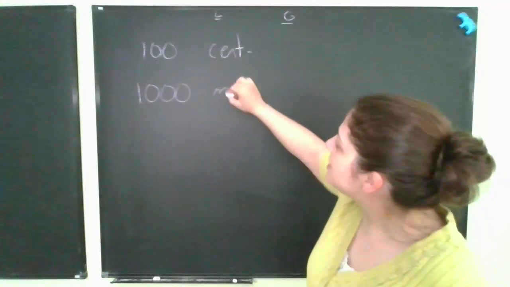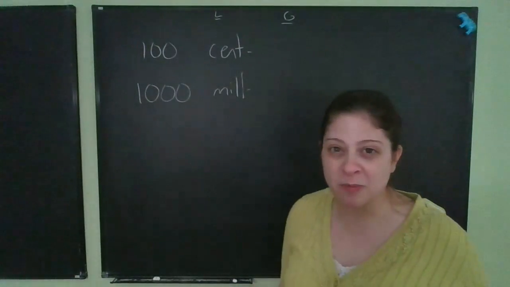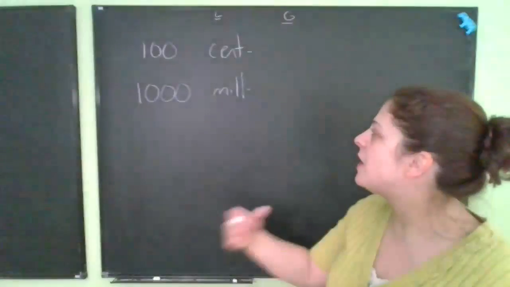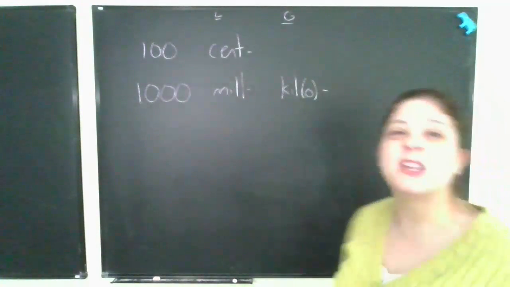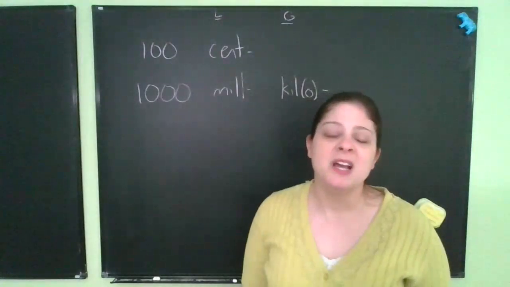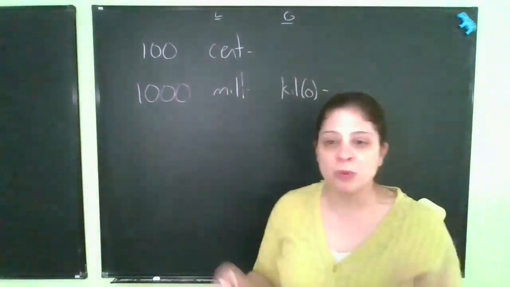For 1,000, Latin prefix is mil. Think of a millipede or a millennium, right? 1,000 legs, or 1,000 feet, 1,000 years. And for Greek, it is kilo. Think of a kilogram, it's 1,000 grams, stuff like that. So those are our big numerical prefixes.